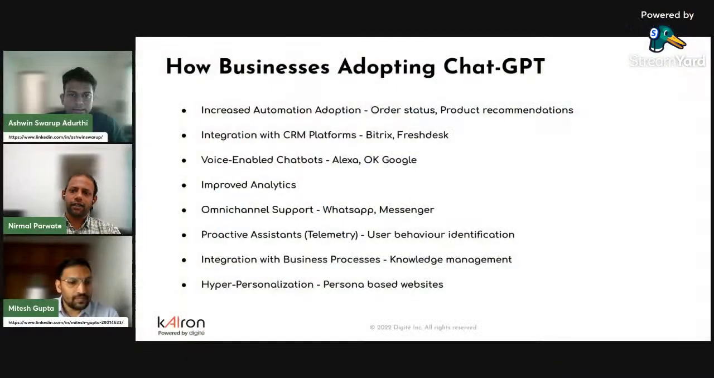All right. I think those are the chat applications, but Nirmal, could you elaborate a bit and talk about the business aspect as well? Yeah. ChatGPT plays a very important role in how businesses can adopt it and use it for various reasons. Mostly businesses are adopting it to increase their automation. An example is that product recommendations are a very important part of e-commerce websites.